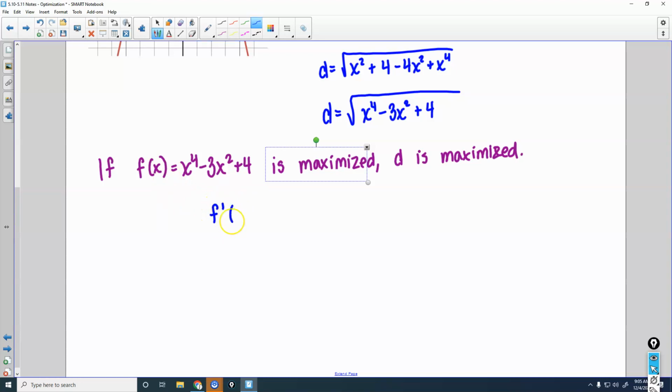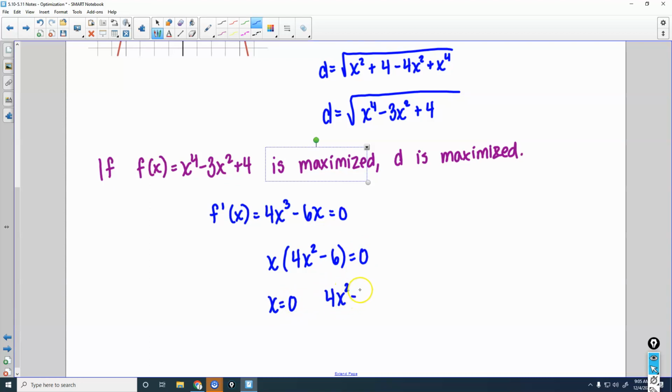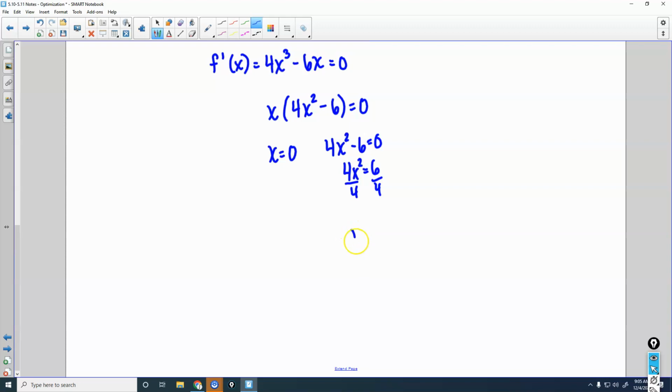So f prime of x is going to be 4x to the third minus 6x. I need critical points, so I'm going to set that equal to 0. I need to factor out an x. So x times (4x squared minus 6) will equal 0. So I will get x equals 0, and I will get 4x squared minus 6 equals 0. That'll be 4x squared equals 6. I'll divide by 4, which gives me x squared equals 3/2. I'm going to square root both sides. So x is going to equal plus or minus the square root of 3/2.